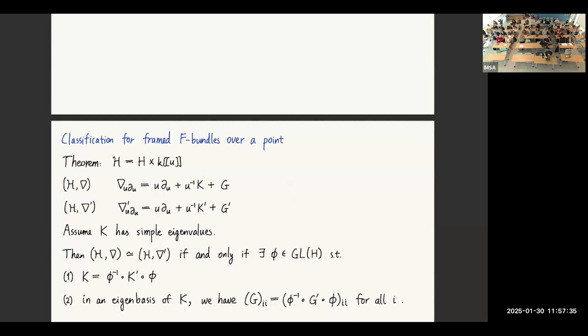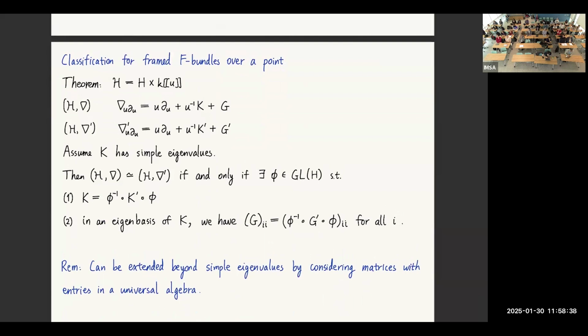Yes, and we have two framed F-bundles over a point, (H, nabla) and (H, nabla prime), given by just the simple matrices K and g, and assume that K has simple eigenvalues. Then these two F-bundles are isomorphic if and only if there exists some endomorphism phi of H such that we can relate K and K prime by phi. And furthermore, in an eigenbasis of K, we have g_ii equal to phi inverse g prime phi, ii. So once these conditions are satisfied, these F-bundles are actually isomorphic.